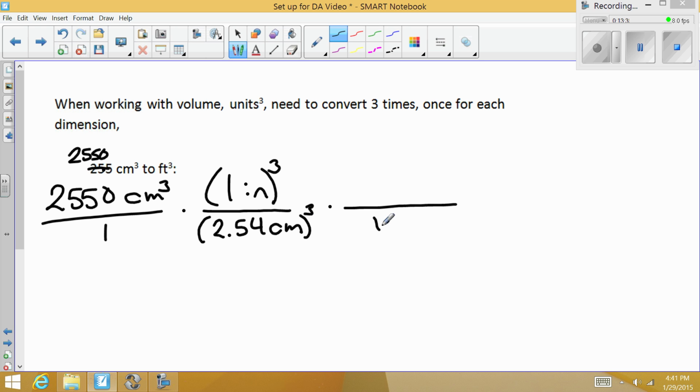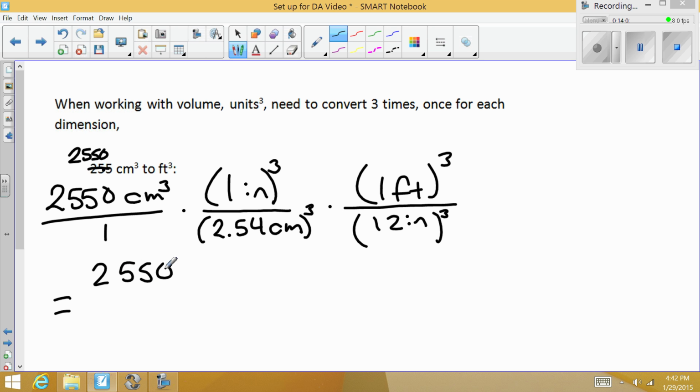And then I know 12 inches is equivalent to 1 foot. But because I have inches cubed, I'll need to cube this and cube this in order to get all the dimensions to cancel out and end up with cubic feet. So when I multiply this one out, let's come down here. So I've got the original 2,550. On the bottom, I've got 2.54 cubed times 12 cubed.